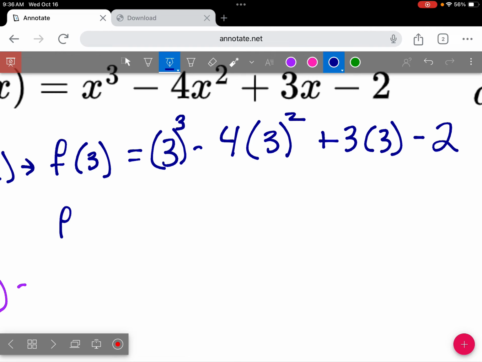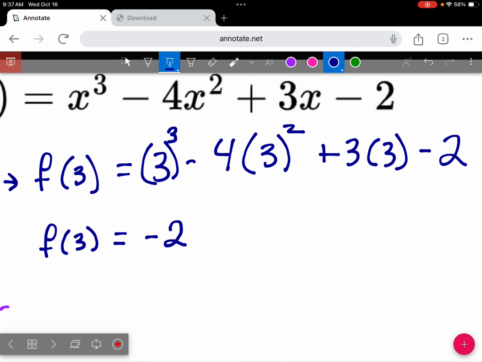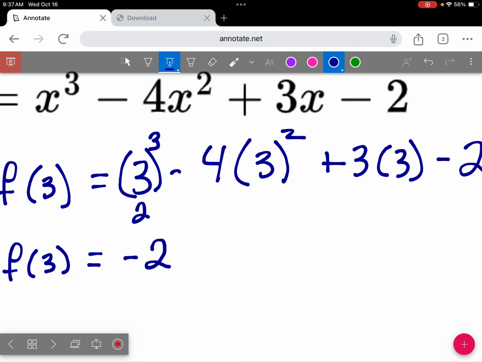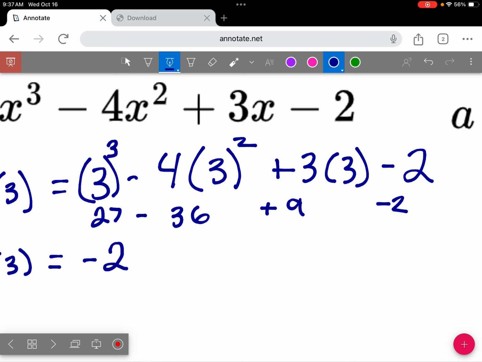So our f of 3 is going to equal what? -2. We'd have 27 minus 36 plus 9 minus 2. Or you can type the whole thing in the calculator and go from there. Okay, I'll write it down. So we got our 27 minus 36 plus 9 minus 2. You don't have to use a calculator. We can absolutely do this in our heads.